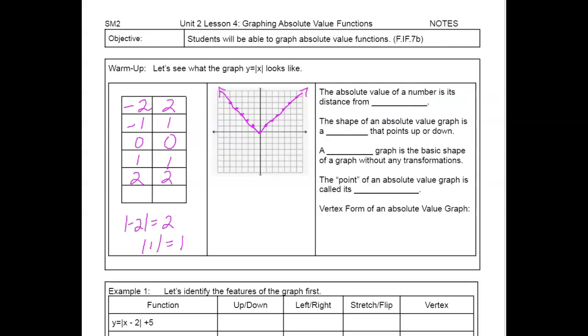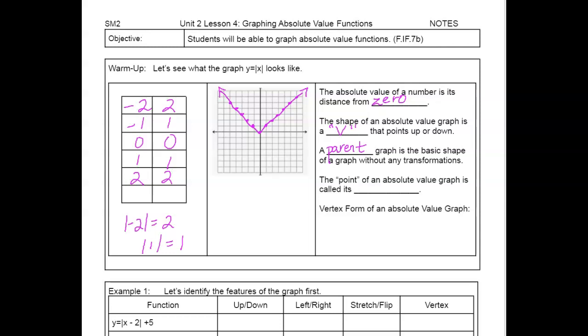So that is the shape of an absolute value. And then what happens is we put in a bunch of numbers, which are called transformations, and we move them up, down, left, right, and we flip them. So absolute value of a number is its distance from 0 or the origin. The shape of an absolute value is a V shape, and it's going to point up or down. So a parent graph is what we call this. Since we don't have any numbers or any shifts and it starts at the origin, this is called the parent graph, okay? So that's what we start out with.